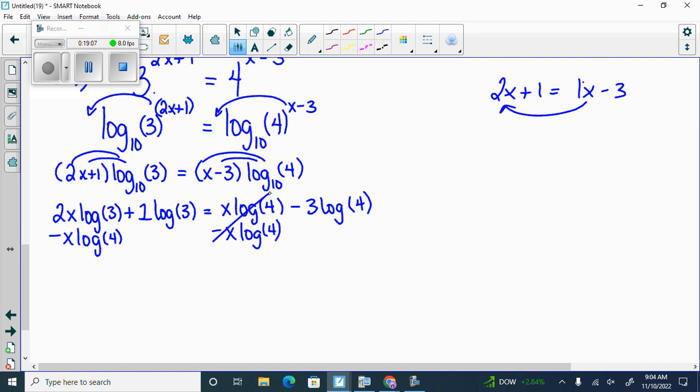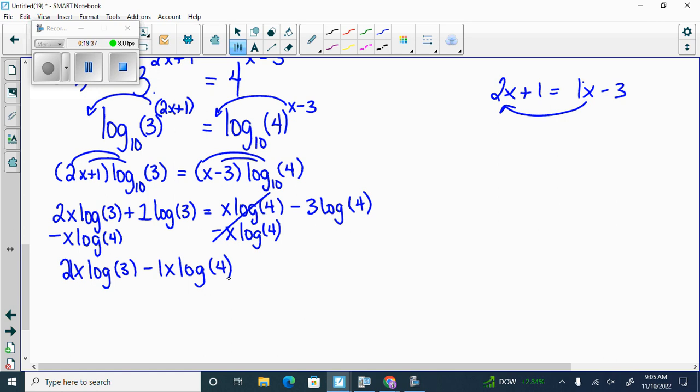And I get 1x, ooh, that's a lie. I get 2x log 3 minus x, or 1x log 4. Why can't I put them together? One's a log 3 and one's a log 4, right? Like this is an xy and this is an xz. I can't put them together, they're not common.